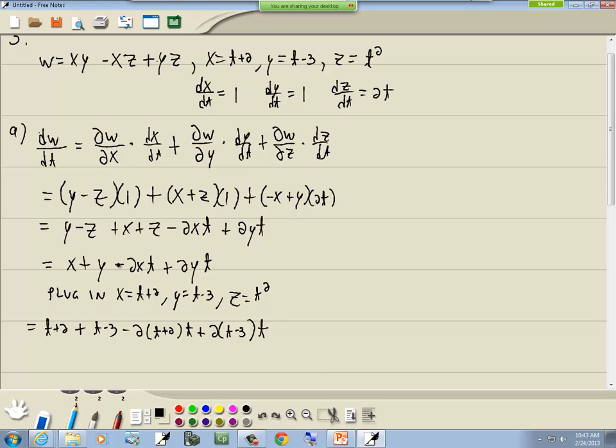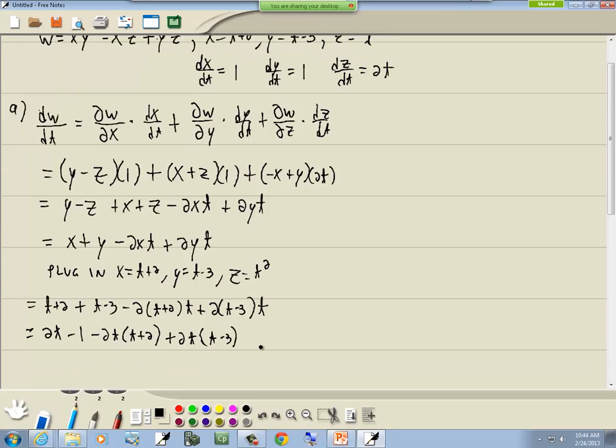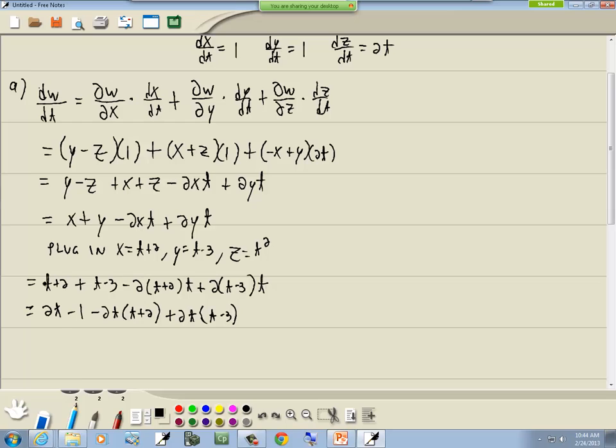Now let me double check that. Okay, t plus 2 plus t minus 3 minus 2 times t plus 2 times t plus 2 times t minus 3 times t. T plus t is 2t. 2 minus 3 is negative 1. And then we'll have negative 2t times t plus 2. And here we got a plus 2t times t minus 3. Okay, so that gives us 2t minus 1.